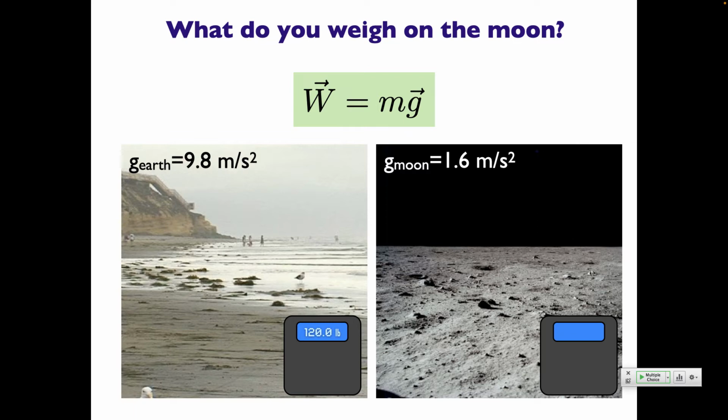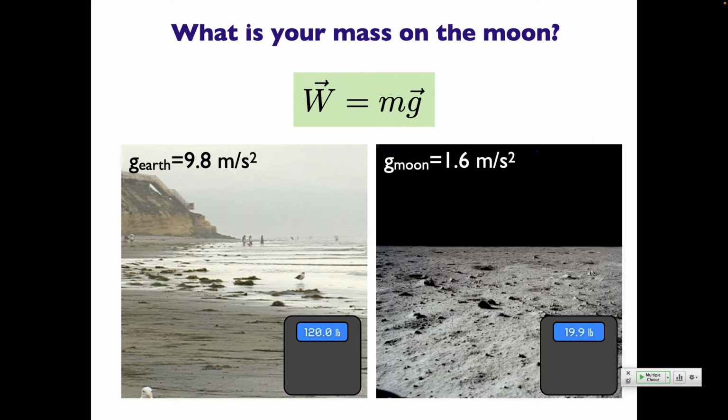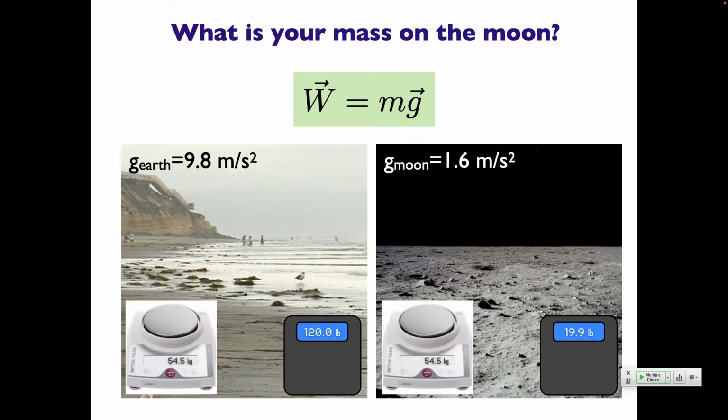So, ratios. All right. So you'd weigh about 20 pounds on the moon, or if you want to be real precise, 19.9 pounds, but 20 pounds is good enough for one lecture slide. And in both places, you'd be about 54.5 kilograms, which you could calculate too.